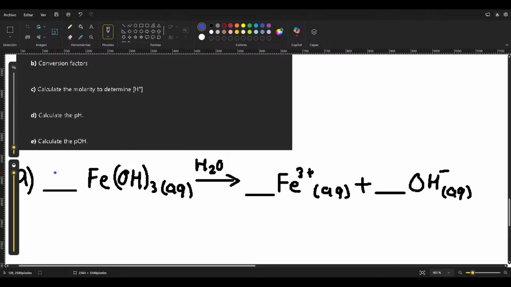So to balance this, okay, this is always 1, that is always 1, and 1, and the other one is 3. We skipped the 2.